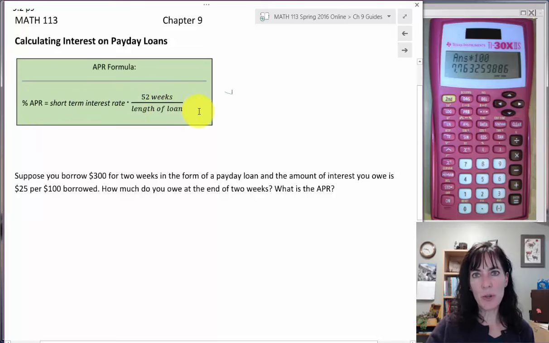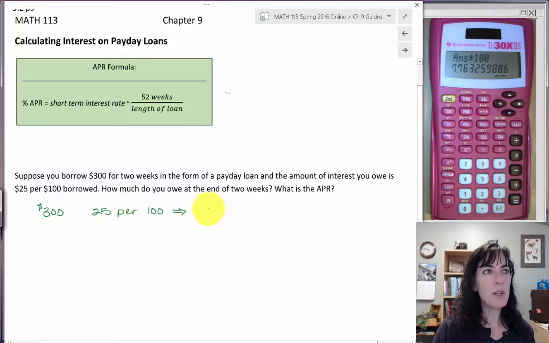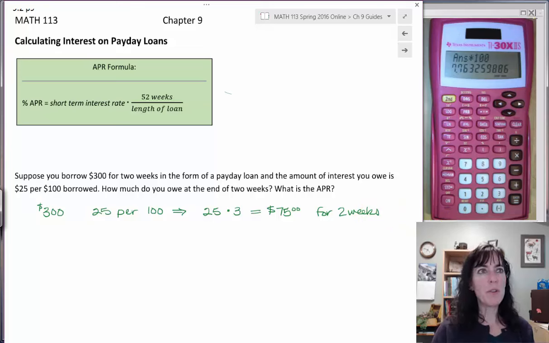And so here, suppose you borrow $300 for 2 weeks. So we're talking about 2 weeks here in the form of a payday loan, and the amount of interest you owe is $25 per $100 borrowed. So if we borrow $300 and we have to pay $25 per 100, that's going to be 25 times 3 because there's 3 hundreds in 300. So 25 times 3, so we'll be paying $75 for 2 weeks of being able to borrow that money for 2 weeks.